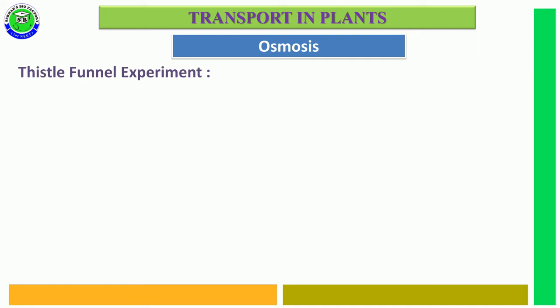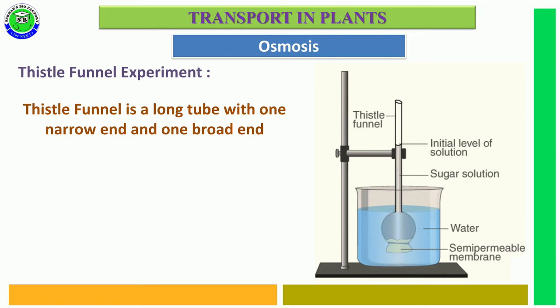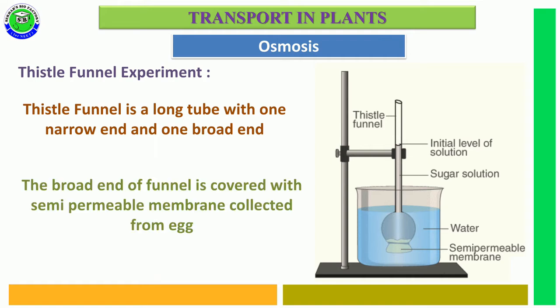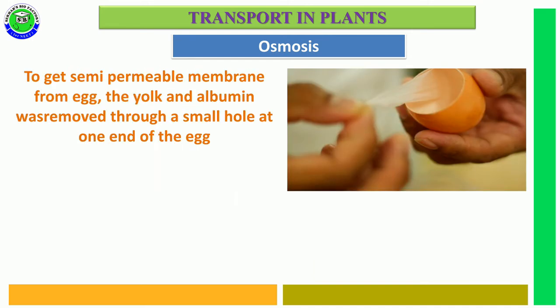One more experiment helps to demonstrate osmosis. It is called the thistle funnel experiment. The thistle funnel is a long tube with one narrow end and another broad end. The broad end of the thistle funnel is covered with a semi-permeable membrane, which is the egg membrane collected from an egg. The process to get the semi-permeable membrane from an egg begins by creating a minute pore in the egg.